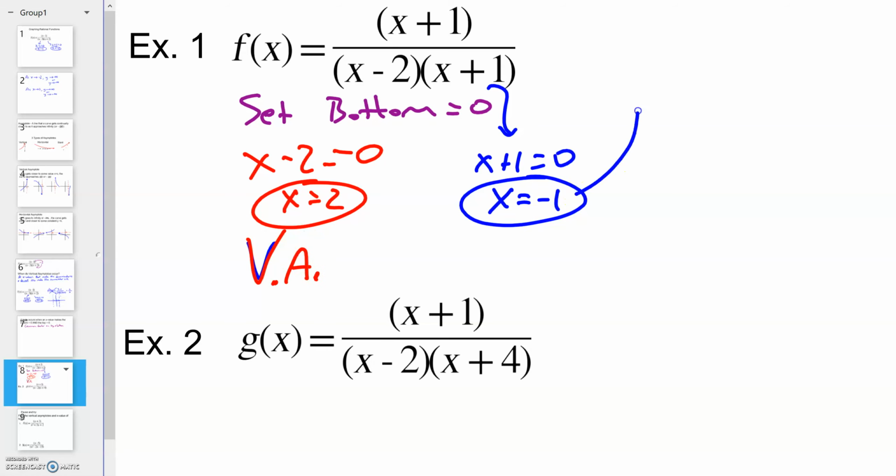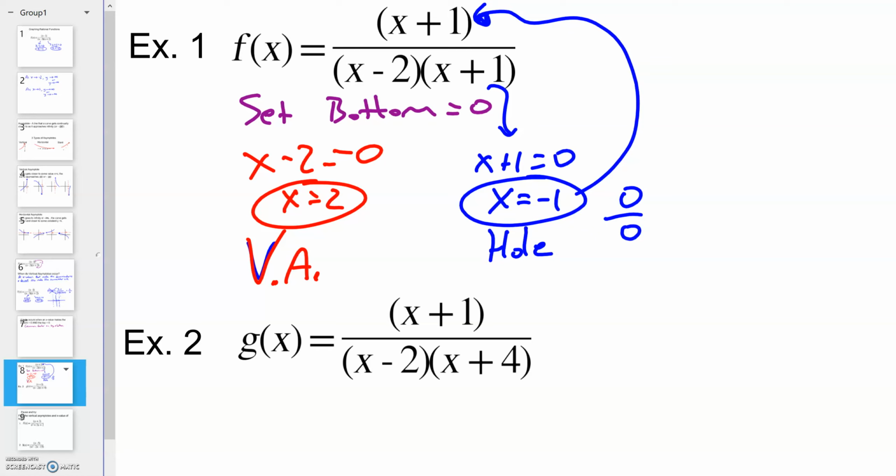But x equals negative 1, if I were to plug that into the top, I would get 0 over 0, right? It does make both 0. So that means there's a hole. Okay, and we're going to look at the graphs in class and see the difference between what these two mean.